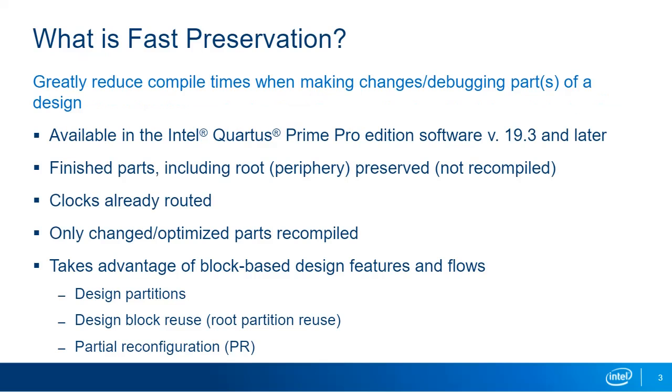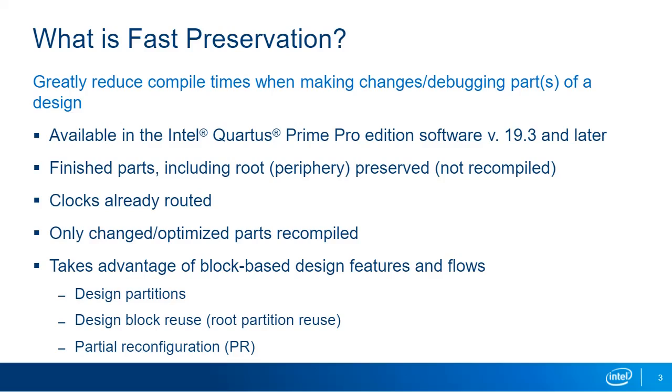So what exactly is fast preservation? Fast preservation is a feature that works with the block-based design flows available in recent versions of the Intel Quartus Prime Pro Edition software to greatly reduce compile times. It does this by essentially abstracting away all preserved logic in a design and focusing compilation effort on only the parts of the design that have been changed or optimized.